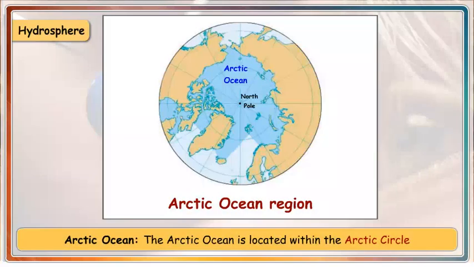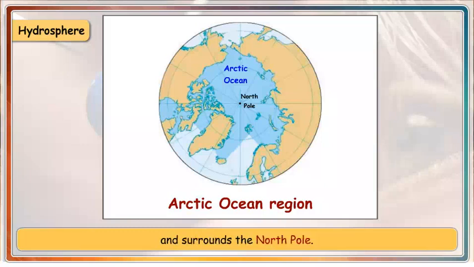Arctic Ocean. The Arctic Ocean is located within the Arctic Circle and surrounds the North Pole. It is connected with the Pacific Ocean by a narrow stretch of shallow water known as Bering Strait. It is bounded by northern coast of North America and Eurasia. It has two basins, the Eurasian Basin and the North American Basin. The central part of the ocean is permanently covered with ice, which is about 3 meters thick throughout the year.